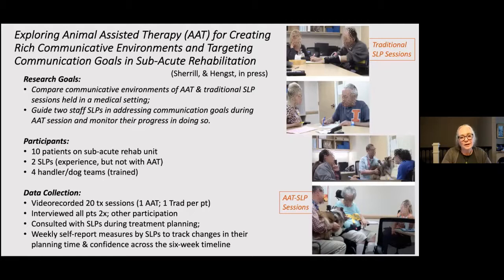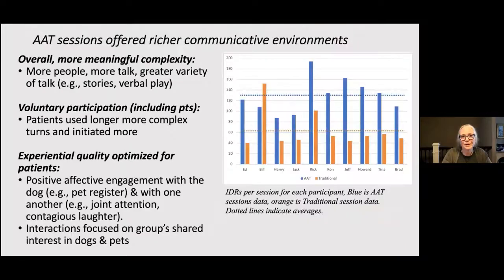She recruited 10 patients on a subacute floor, 2 SLPs with experience but not experienced in AAT, and 4 dog handler teams. She recorded 2 video sessions for each patient, interviewed all the patients as well as other participants, consulted with the SLPs during treatment, and then collected weekly self-report measures by the SLPs to track their changes in planning time and confidence across a 6-week timeline. So what did she find?